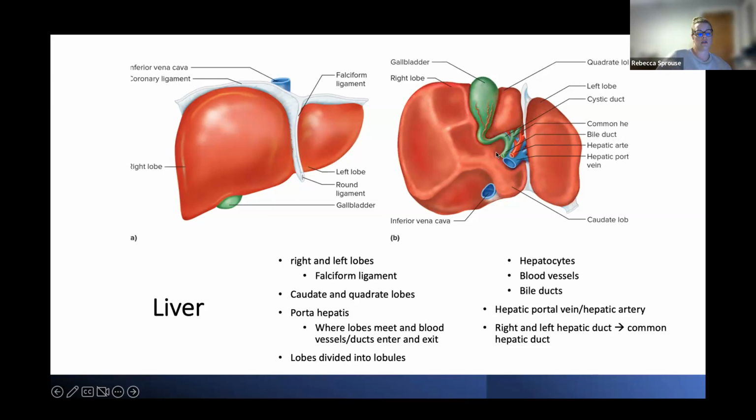I'm going to show you a different picture, and then I'm also going to draw it out for you, and it will make a lot more sense. But basically, the liver produces bile for digestion, as well as detoxing the blood.